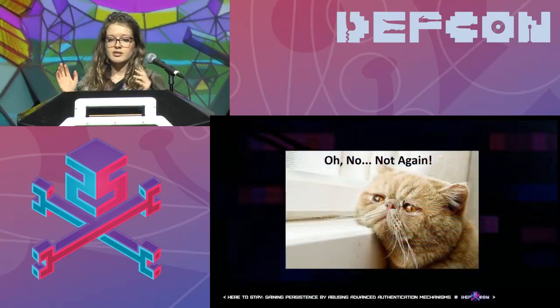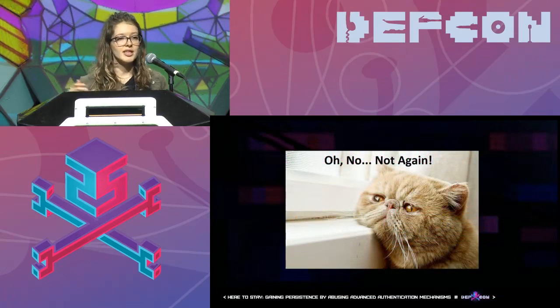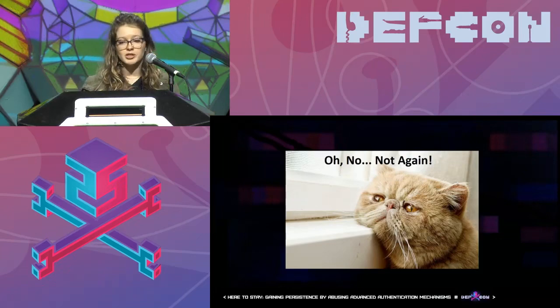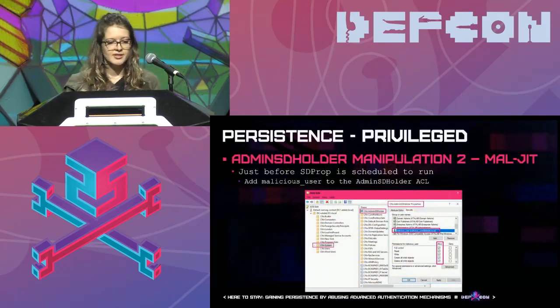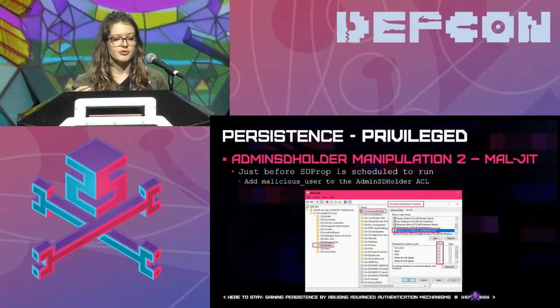Next step, attackers lose their administrative privileges. Let's see how they can abuse the previous stage in order to perform a malicious JIT operation. What they can do is, just before the SD prop process runs, they add a malicious user to the admin SD holder ACL, granting him full control of the admin SD holder object.